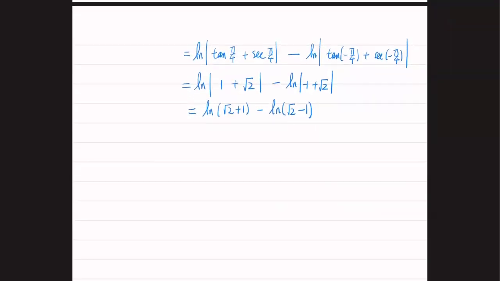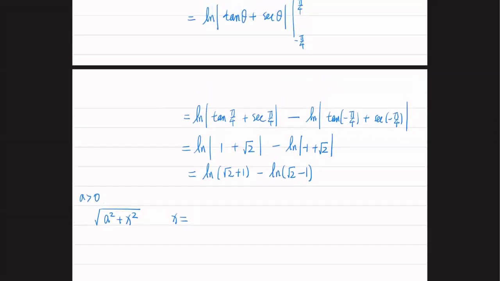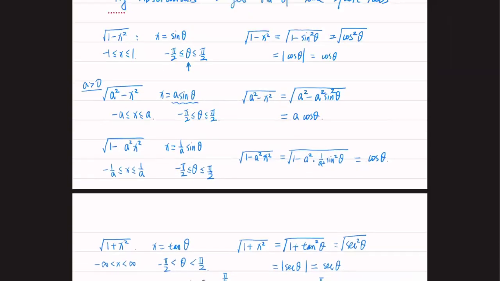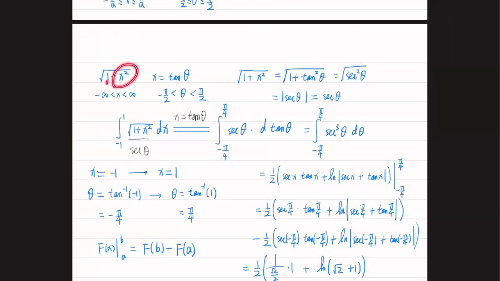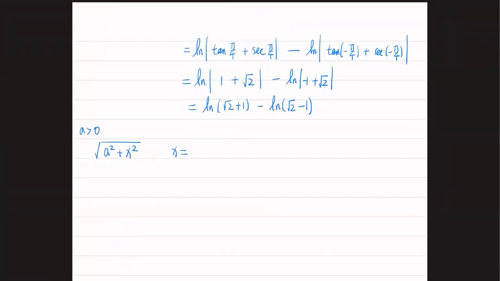Okay. A slightly more general case, let's find what substitution we should use. If we have the square root of a squared plus x squared, where a again is a positive number, what substitution should we use? Sakina. If we compare with what we have done before, if it's 1 plus x squared, we use x equals tangent theta to get rid of the square root. Now it's a squared plus x squared. What should we use? How do we get rid of the square root?